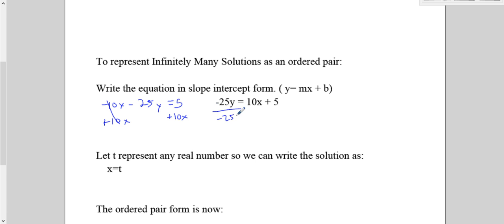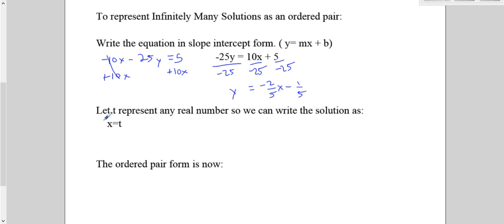I'm going to divide by -25, and I have to divide each term, and I end up with y equals -2/5 x minus 1/5. And sometimes the book likes to put in x equals t. You can do that, or you could just leave it as x. Okay, and if I just leave it as x, my y value is the expression over here, -2/5 x minus 1/5.